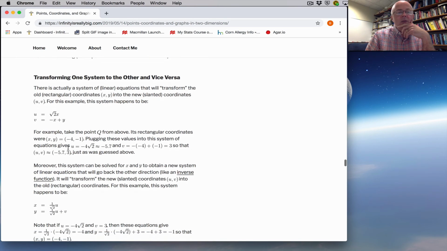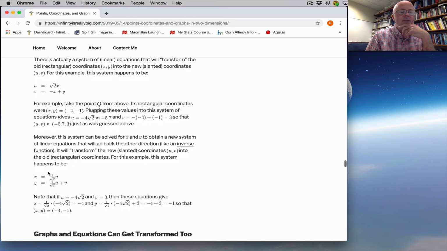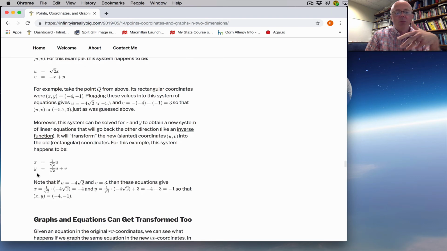You can also go back the other way. You can take this system and solve for x and y in terms of u and v, and you get this other system down here that helps you go back the other way. If you know the uv coordinates, like these numbers here, you can figure out the xy coordinates, okay?